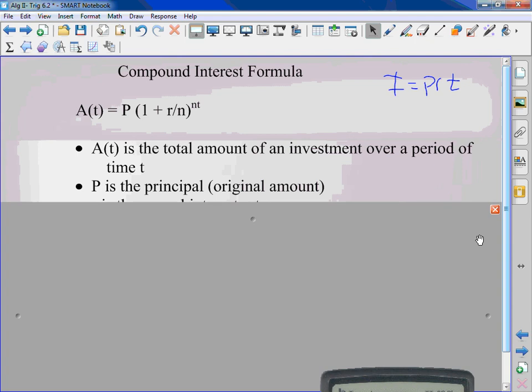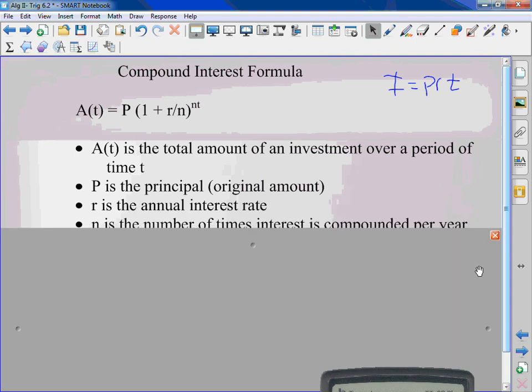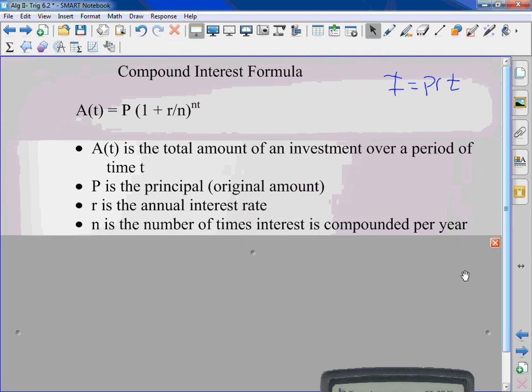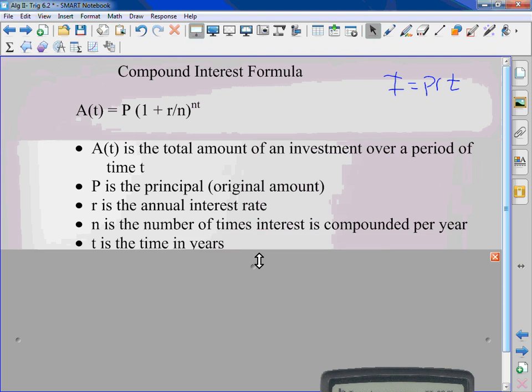P is the principal, the original amount. R is the annual interest rate. N is the number of times the interest is compounded per year. Sometimes you hear things, it's compounded quarterly. What does quarterly mean? Every 3 months. T is the amount of time in years.